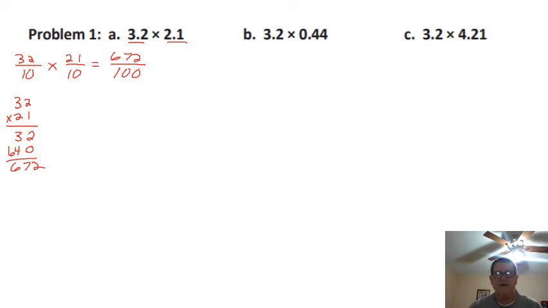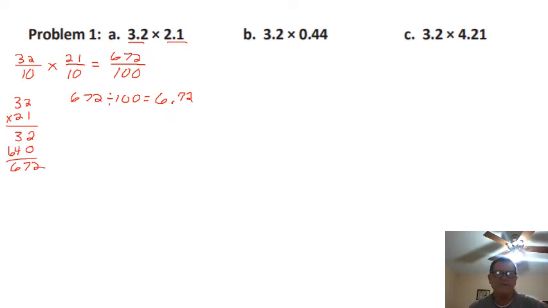Now, if you rewrite this, this is actually 672 divided by 100. Now, if you remember previously, if I divide by 100, the decimal place is going to move 2 place values. So instead of 672, I'm going to end up with 6 and 72 hundredths.